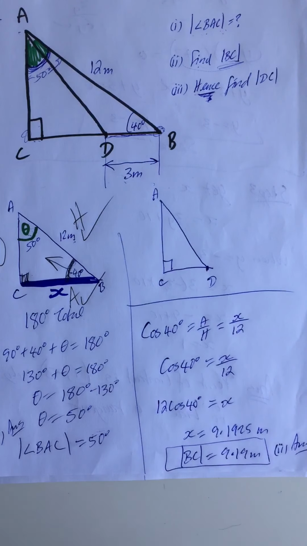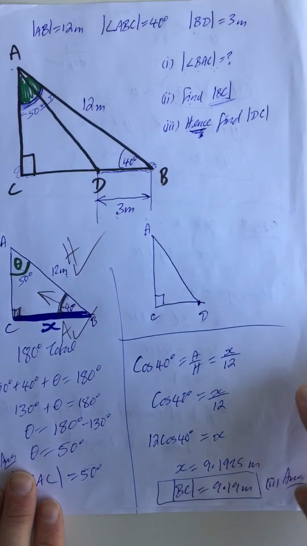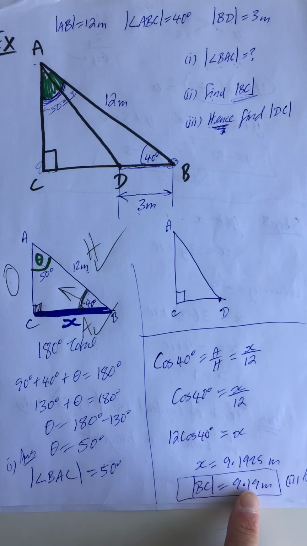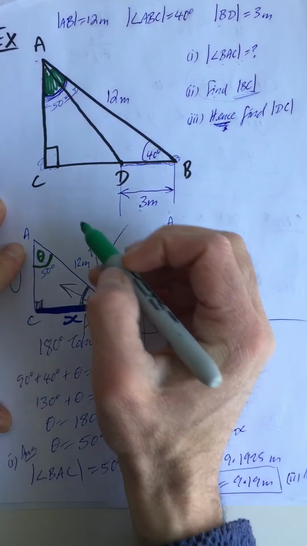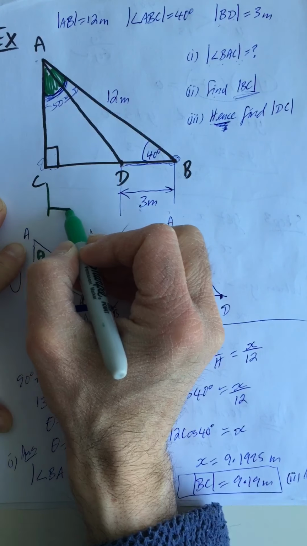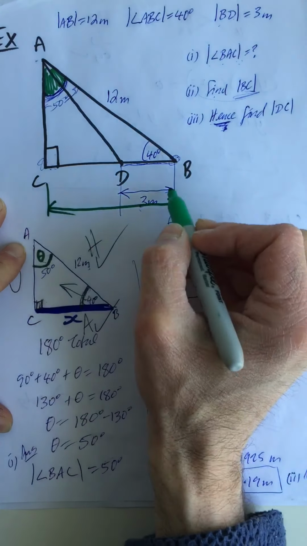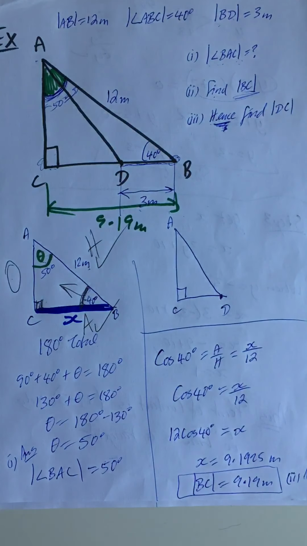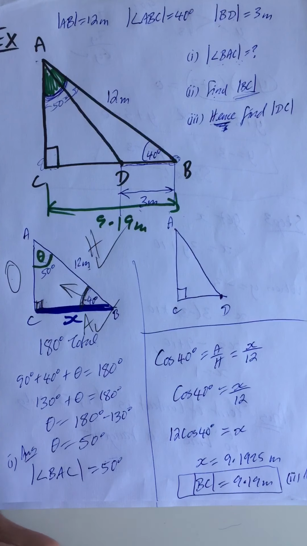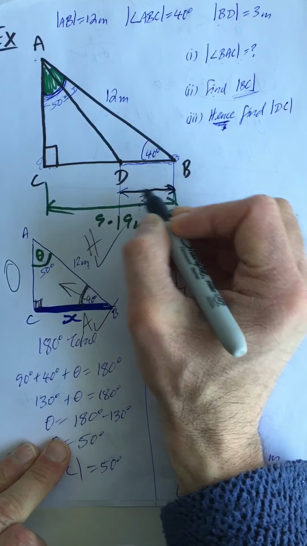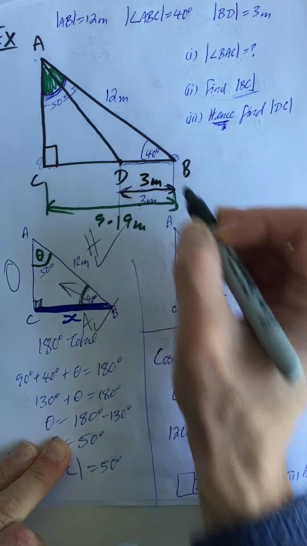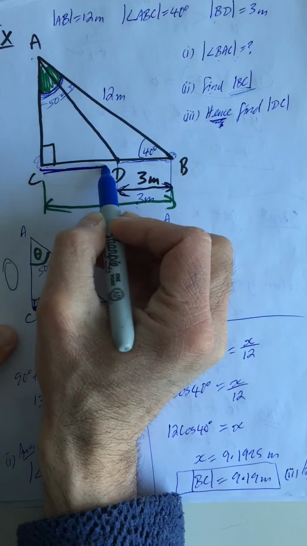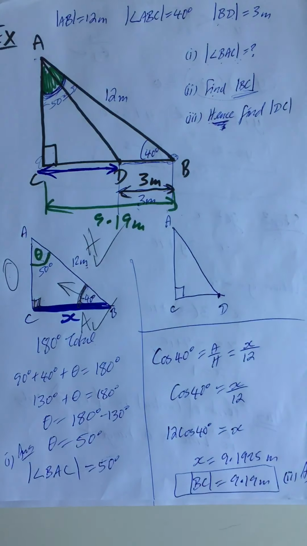Now, the last part of the question is they want us to find out D to C. But before I do that, I'm going to update my picture. I now know that 9.19 is the distance from B to C. So if I was to mark that in, the distance from here to here is 9.19 meters. Please note that the distance from here to here is 3 meters. And we want to know this distance from here to here.